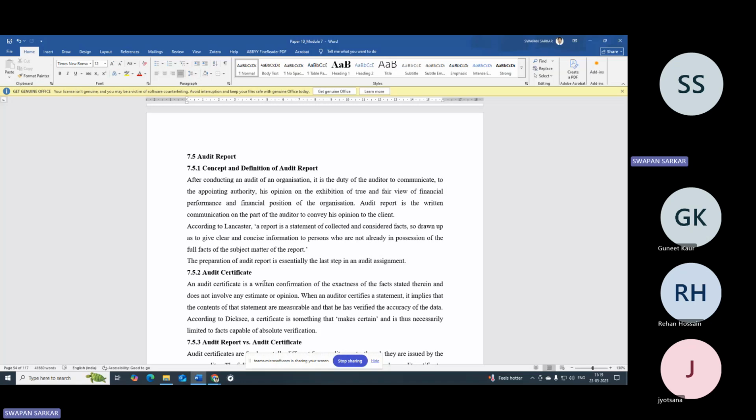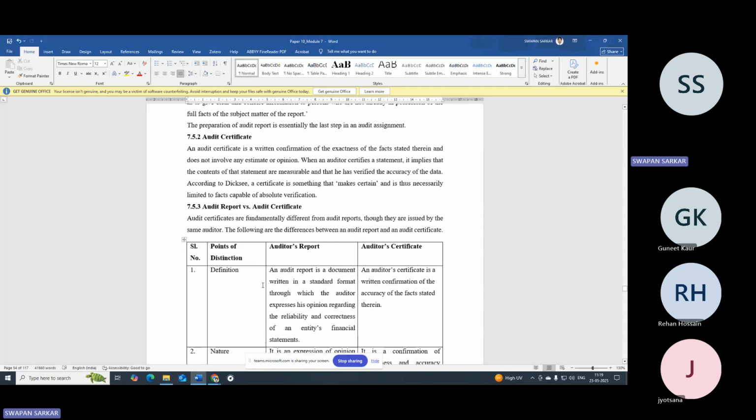An audit report is the written communication on the part of the auditor to convey his opinion to the client. According to Lancaster, a report is a statement of collected and considered facts, so drawn up as to give clear and concise information to persons who are not already in possession of the full facts of the subject matter of the report. The preparation of the audit report is generally the last step of the audit assignment.